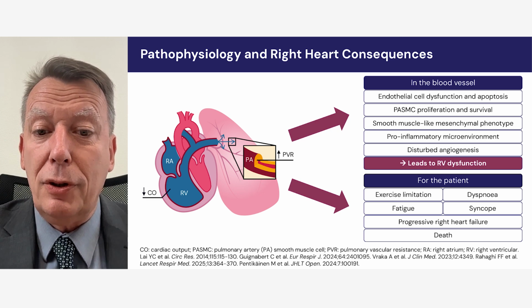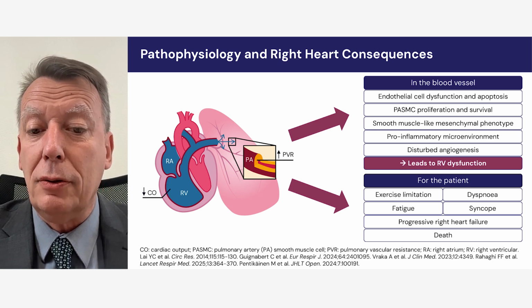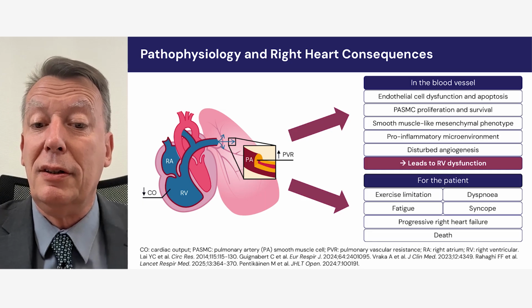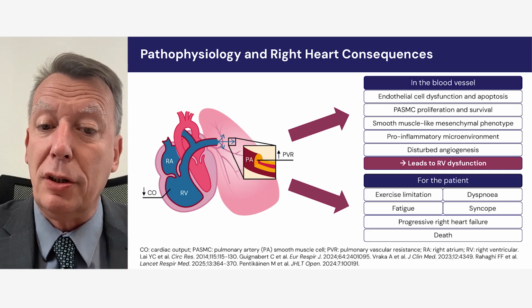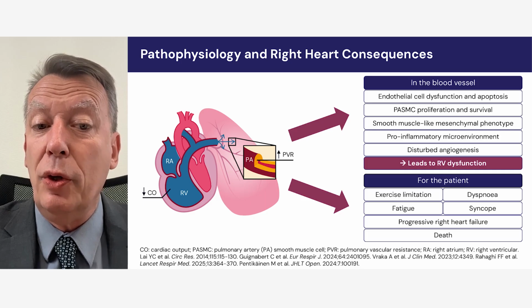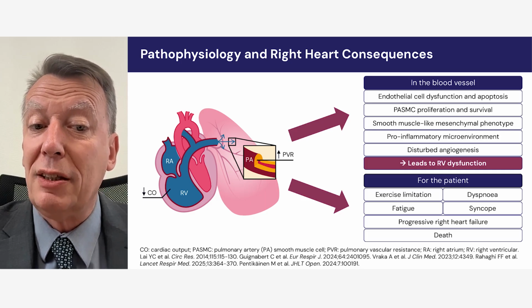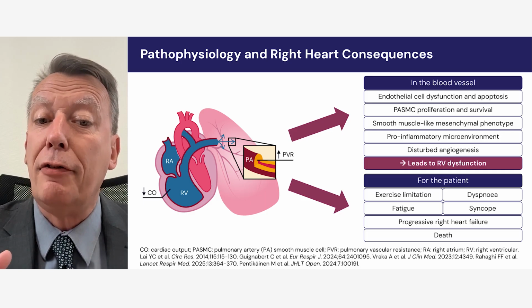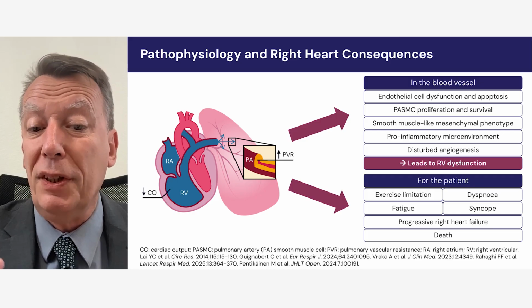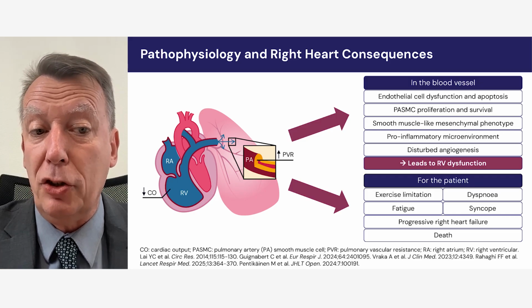What is important in the blood vessel and in the heart and in the systemic aspect of the patient is that you have multiple processes which occur and which will start in the lung and then have consequences on the right ventricle, and it will lead to disability and symptoms for the patients.